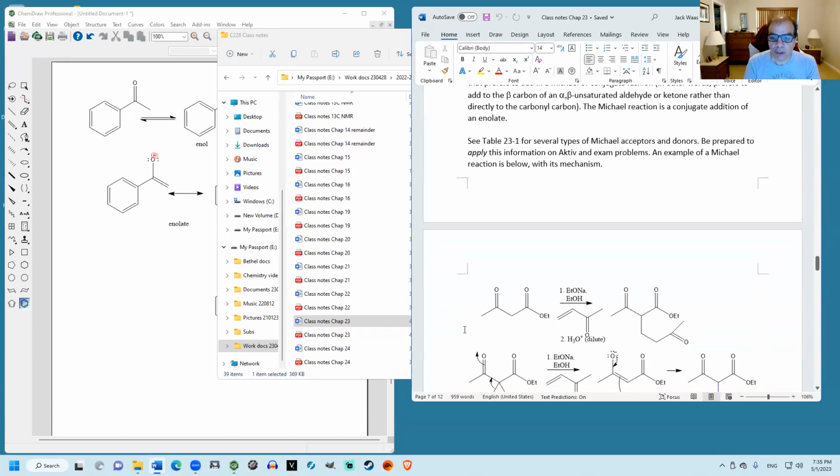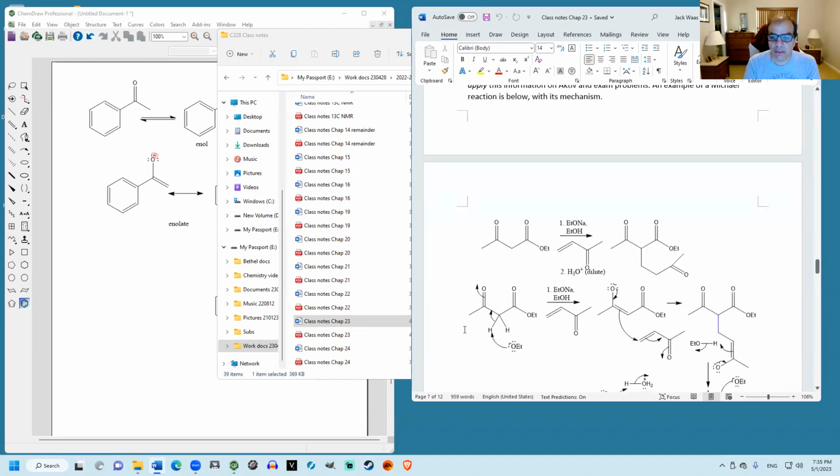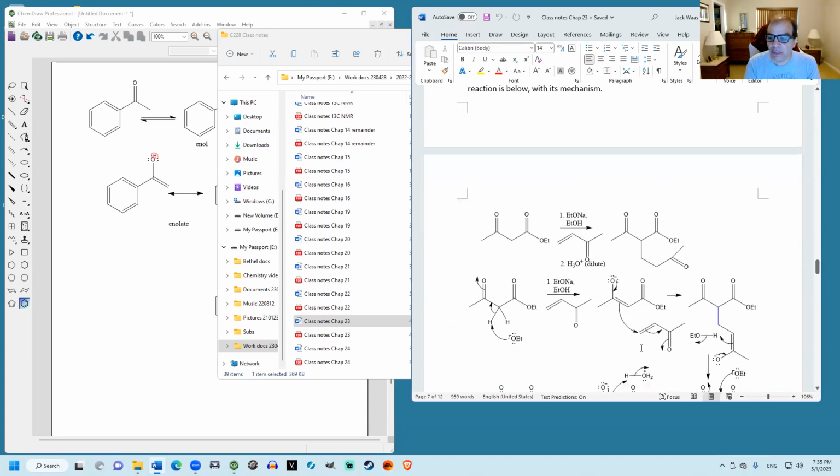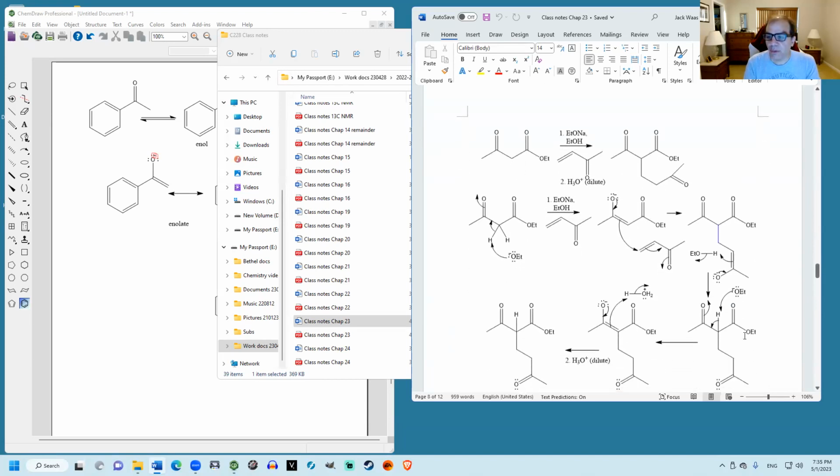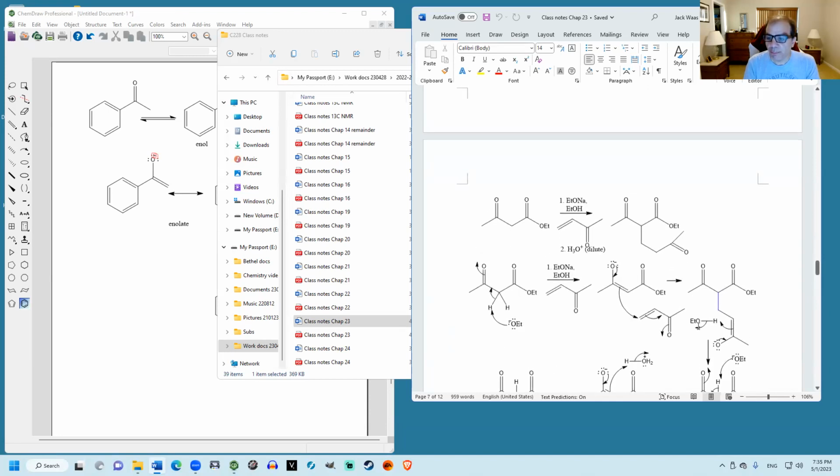And we covered a typical Michael reaction. That mechanism is also in your class notes. It shows formation of an enolate, and the enolate adding to the beta carbon of an alpha beta unsaturated ketone to give another enolate, which simply pulls a proton off of the solvent. Just look back at what you're given. You're given ethanol as the solvent.